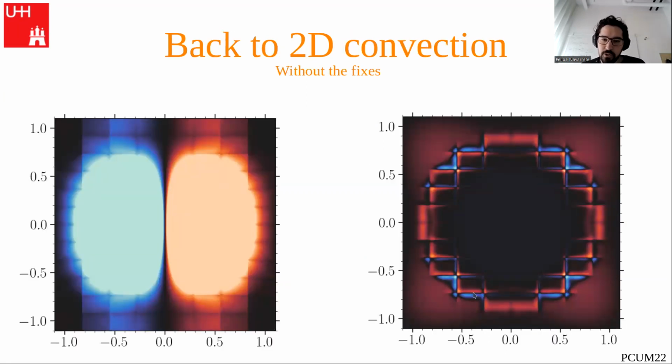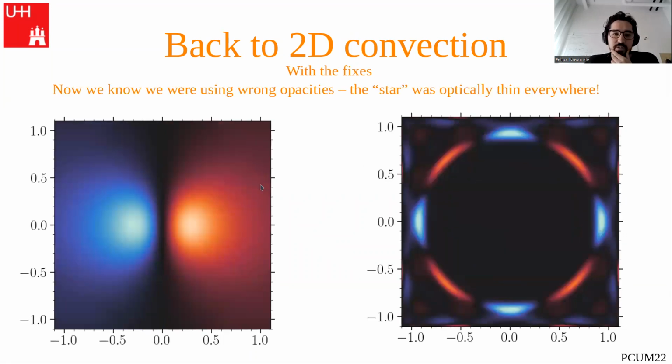So we go back to 2D convection, and we want to make sure that it's also working in 2D. So again, in Y and X, radiative flux is on the left and radial velocity on the right. This is without the fixes, and also with some specific value of opacity, of kappa. Now the same setup with the fixes looks like this.